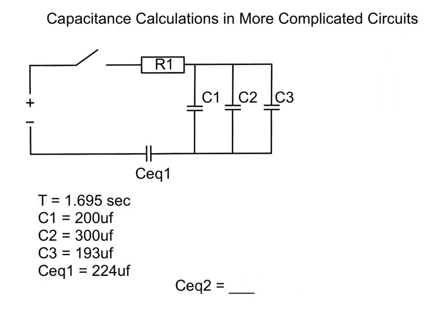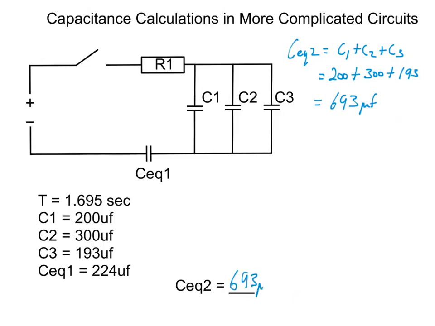In our new circuit, we need to work on C1, C2 and C3 using the same formula. However, this time we're going to write it this way. C equivalent 2 will equal C1 plus C2 plus C3, which will equal 200 plus 300 plus 193, which gives us a total of 693. Therefore, our second equivalent capacitor is valued at 693 microfarads.